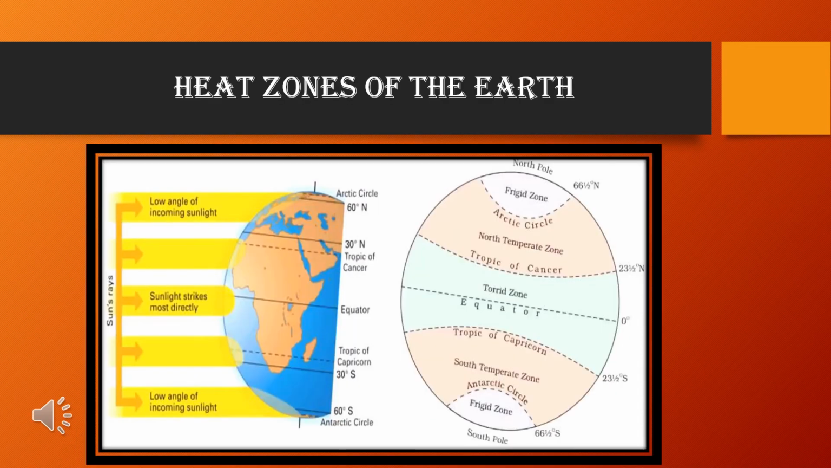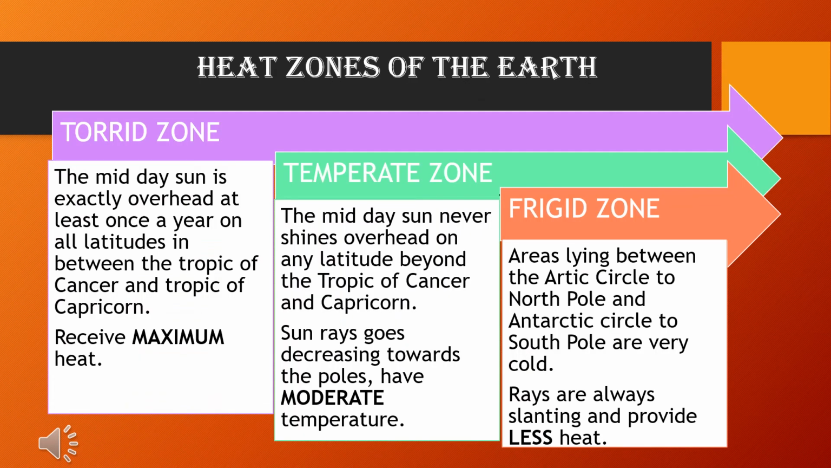Now, the next topic is the heat zones of the Earth. As you can see in this picture, the sun rays fall on the Earth at different angles. The sun rays towards the pole are slightly inclined, and the sunlight striking towards the equator is most direct. As depicted in the previous slide, the heat zones of the Earth are namely the torrid zone, the temperate zone and the frigid zone.